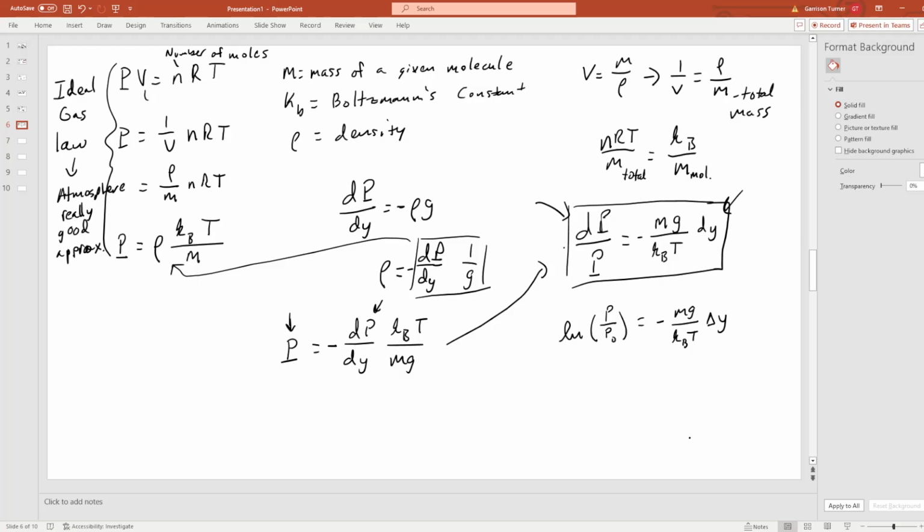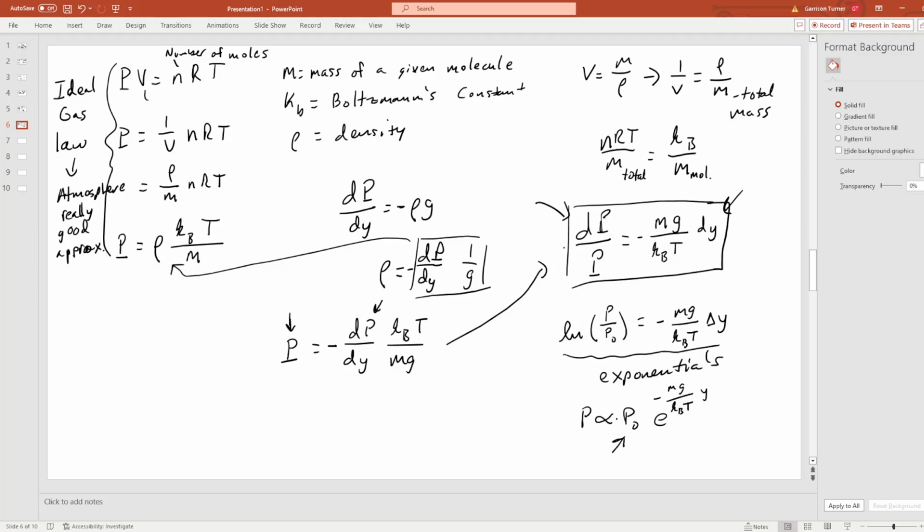So how do I solve for this? The solutions to this are exponentials. My pressure is going to be of the form P naught e to the negative mg over kBT times y. If you know what your pressure is at the bottom, typically the ground, then you'd be able to calculate what the pressure is at various heights.